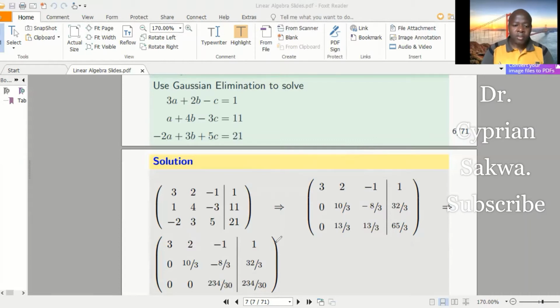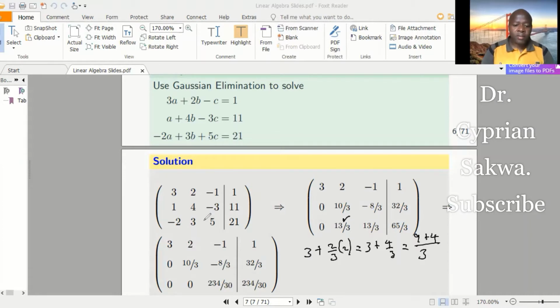Now what about in this position? I have 3 plus 2 over 3 of 2. This is the same as 3 plus 4 over 3, where the LCM is 3. And this will be 9 plus 4, which gives me 13 over 3. And that is why you're seeing this 13 over 3.